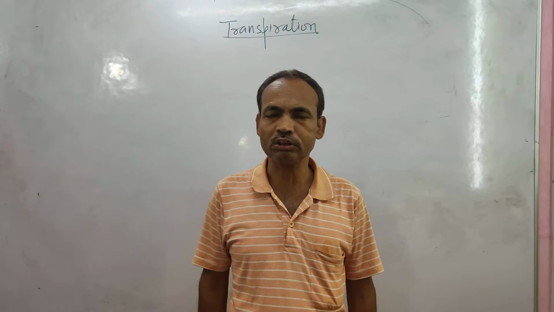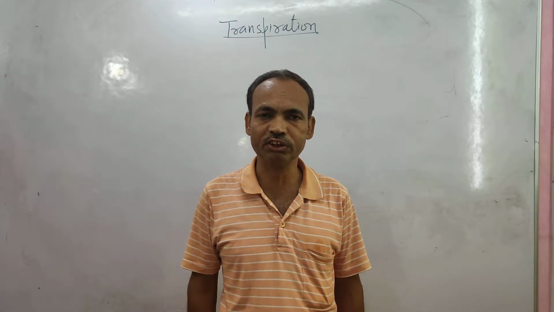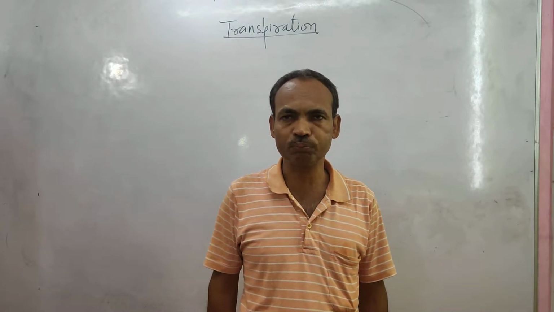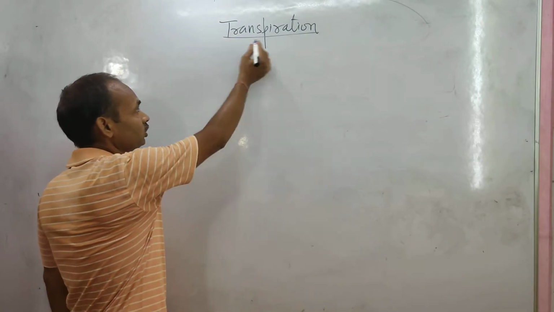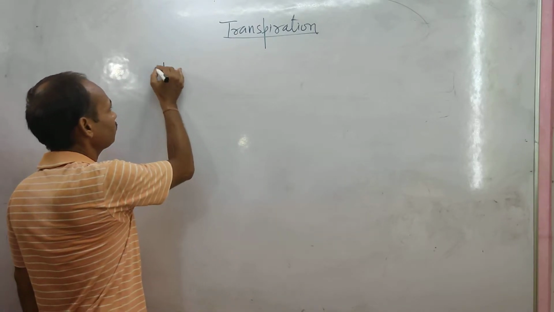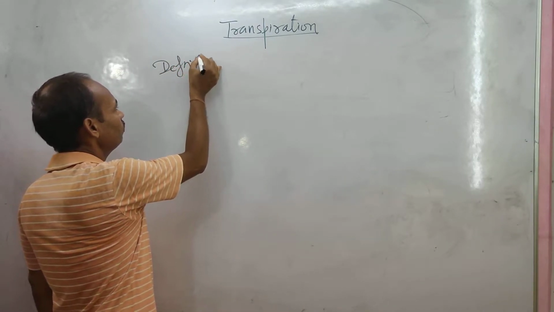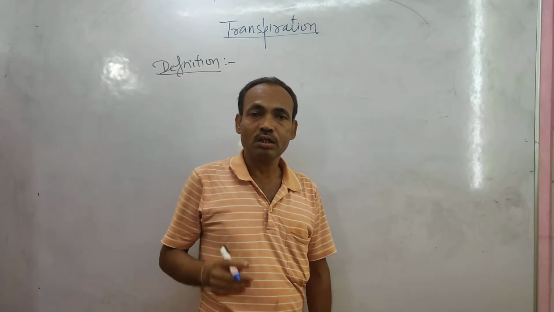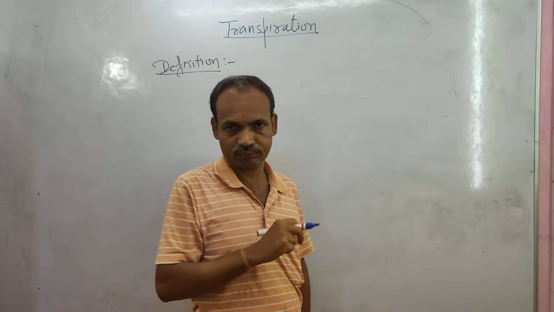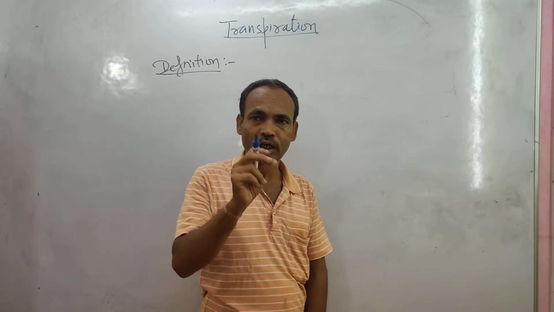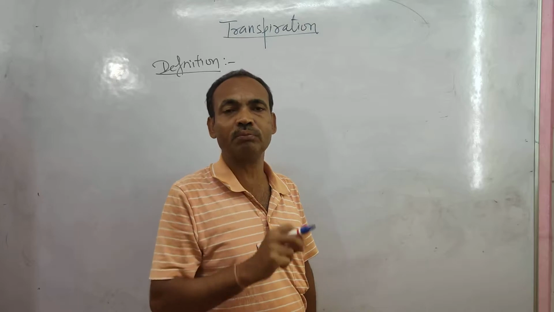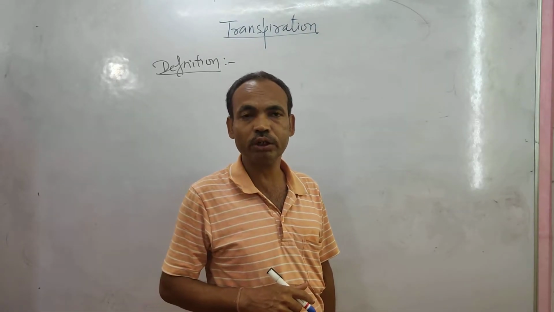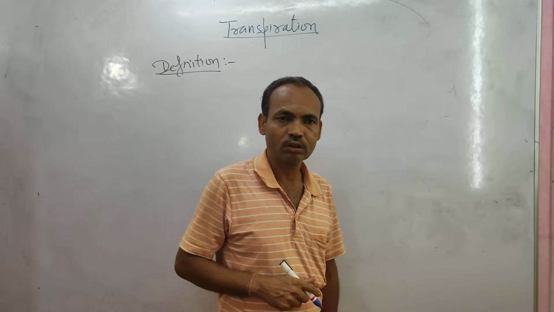Today's topic is transpiration for ICSE Class 10 Biology. What is transpiration? The definition of transpiration is also an important point. The loss of water from the aerial part of the plant in the form of vapor is known as transpiration.